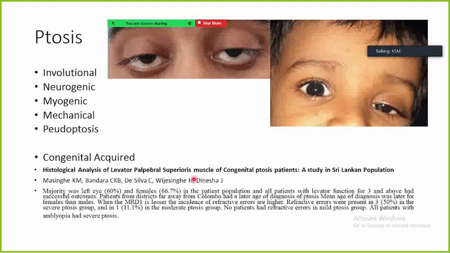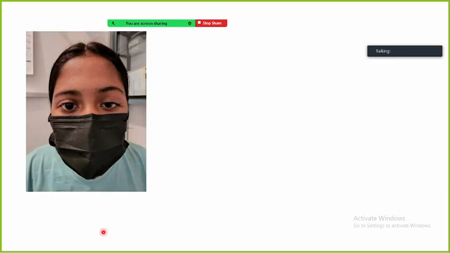I've done some research on congenital and acquired ptosis, with histological analysis. These are more in females. I don't know why. Probably female patients come to the doctors more. The majority is left eye ptosis, which is much more common. Other studies also suggest the left eye is more common, but we don't know why. And refractive error and squints are much more common with the severe degree of ptosis.